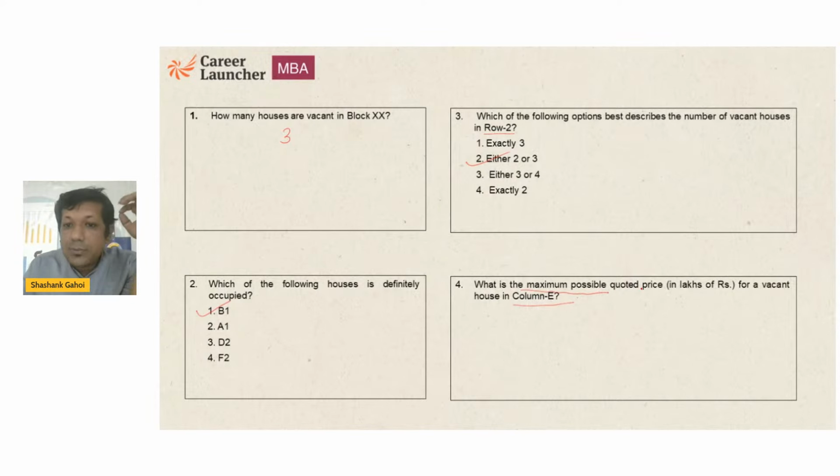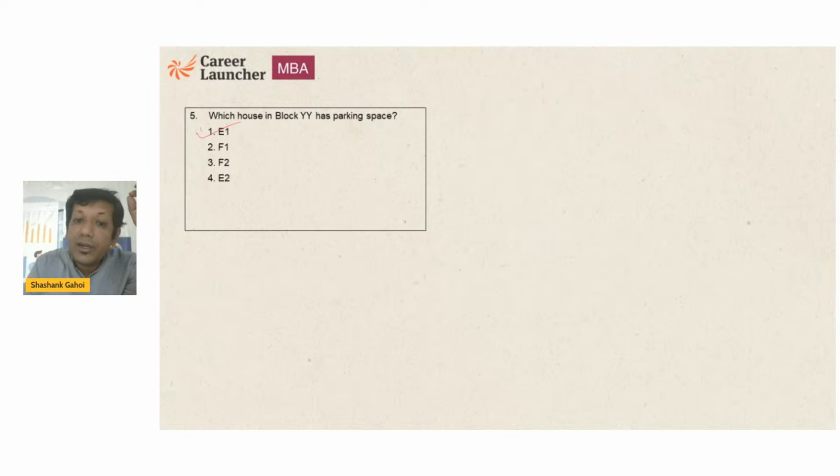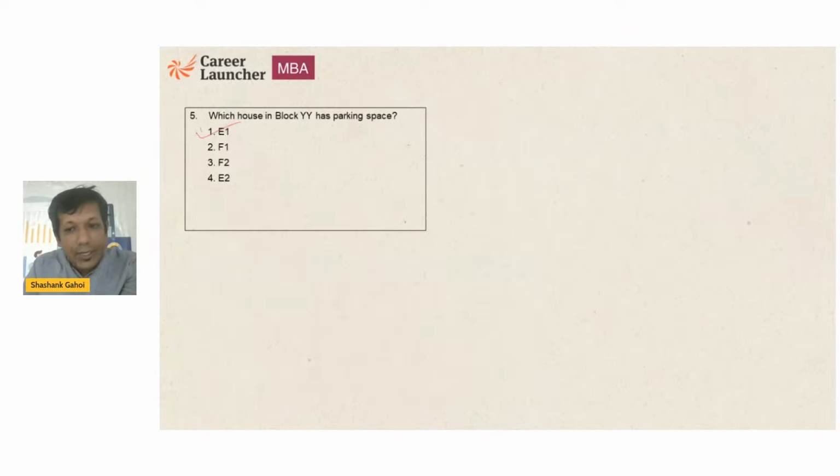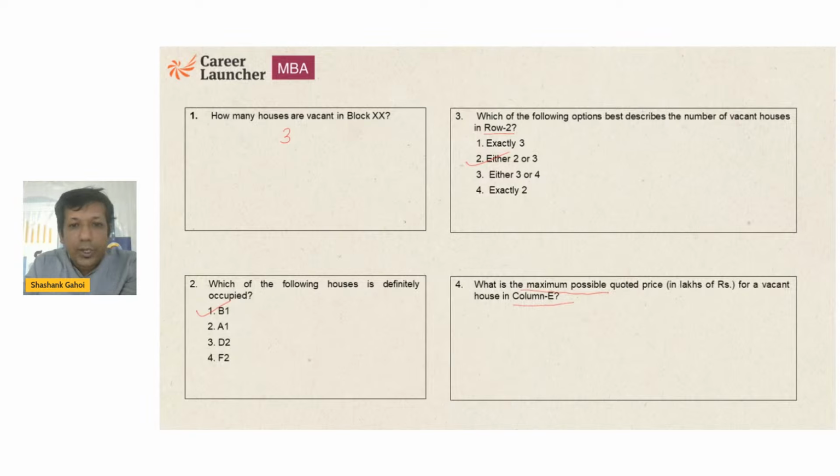Now, what is the maximum possible quoted price for a vacant house in column E? So in column E, I want to maximize the price, right? So let's give this base price as 10. Road adjacency is 5. Now, if this house is vacant, let's take this house as occupied as well as this house as occupied. So 2 occupied houses. So the neighbor count has become 2. So 3 into 2 is going to be 6. So that is going to be 21. If the question asked for the minimum, I would have considered this house as vacant. So in that case, my answer would have been 18. So the answer to this question is going to be 21.